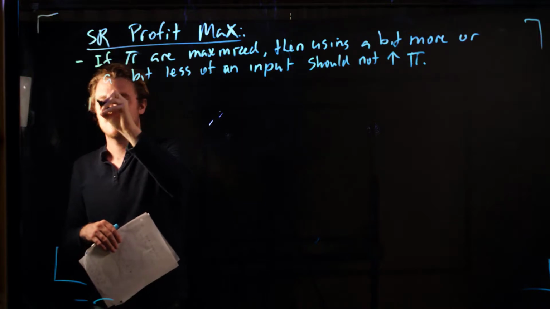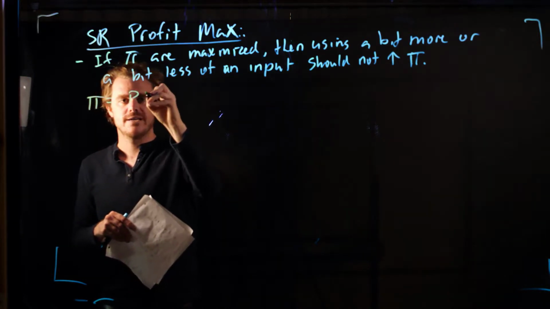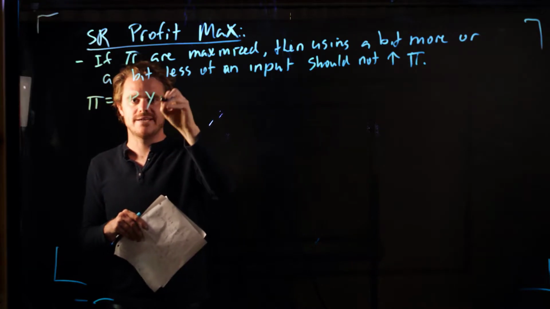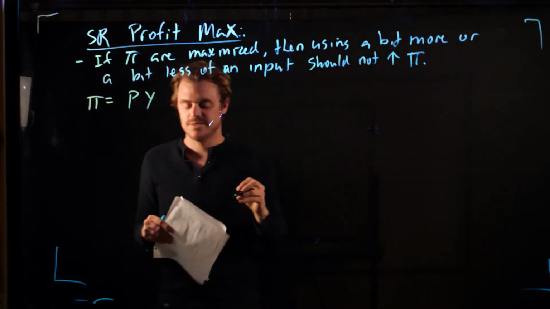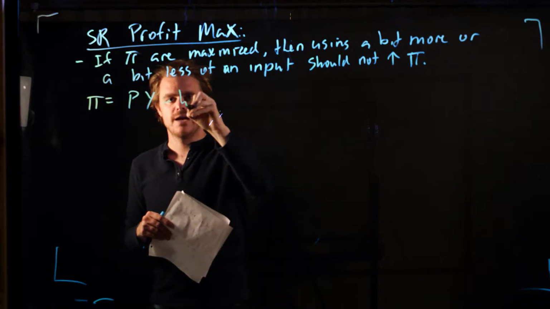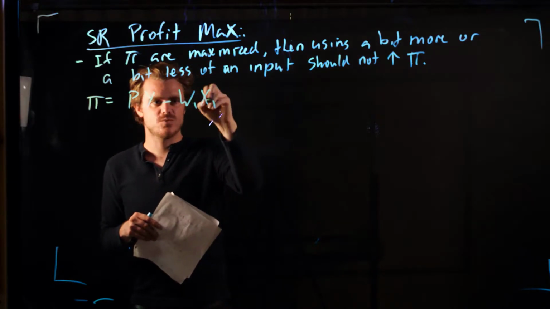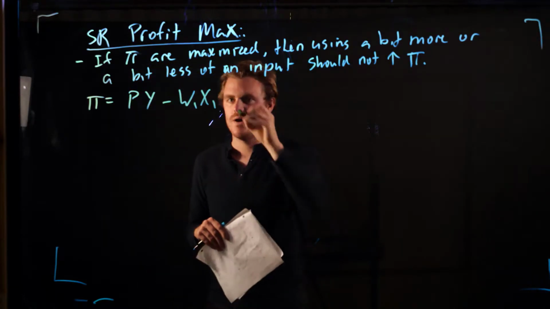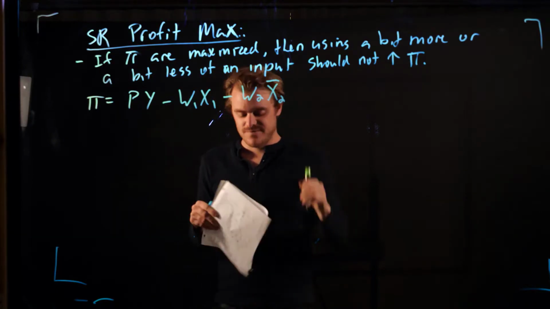So remember, profit equals the price times output. Here, Y is our output, so think of that as quantity. Price times quantity, that's total revenue, minus W1 X1, the cost of using X1 units of input one, minus W2 X2 bar. Remember, we have this fixed second input.